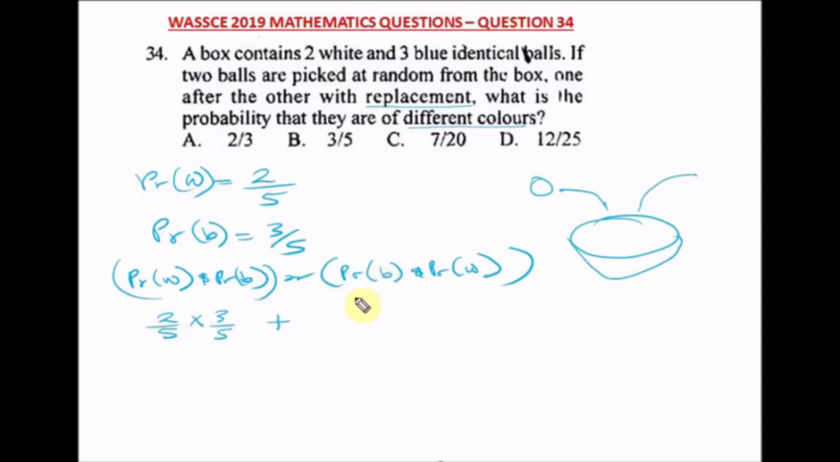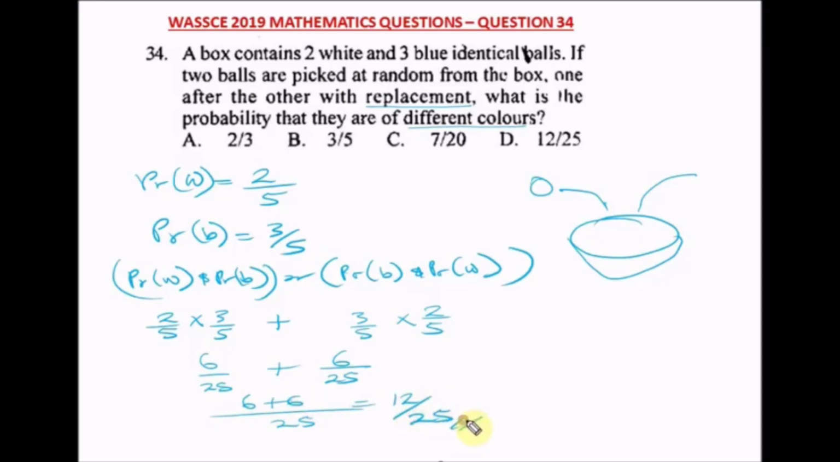blue ball, which is the probability of 3/5, times a white ball, which is 2/5. So from here, 2 times 3 will give us a 6, and 5 times 5 will give us a 25, plus 3 times 2 will give us a 6, and 5 times 5 will give us a 25. When you add this up together, we have an LCM of 25, and 6 plus 6 will give us 12/25. So this is the probability that they are of different colors. So this is the answer, 12/25, and our right option here is option D.